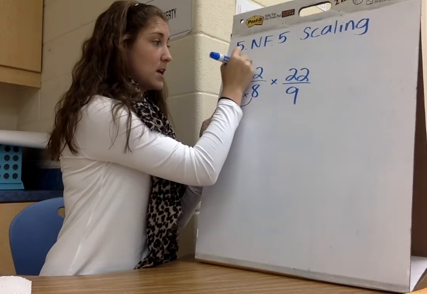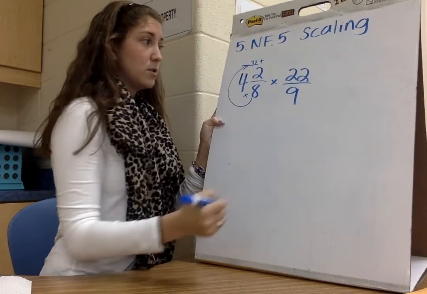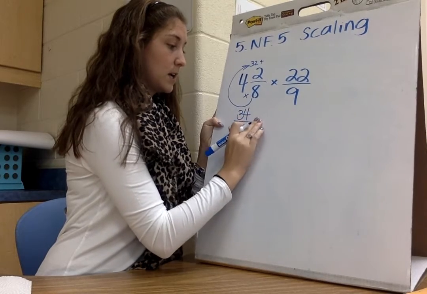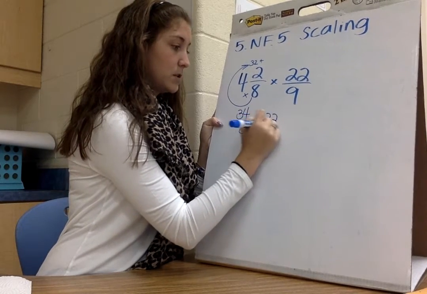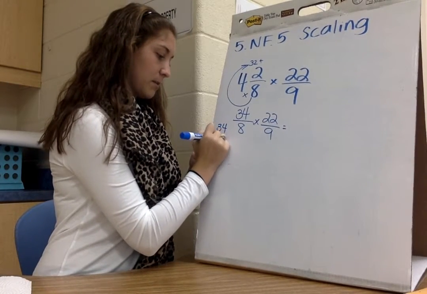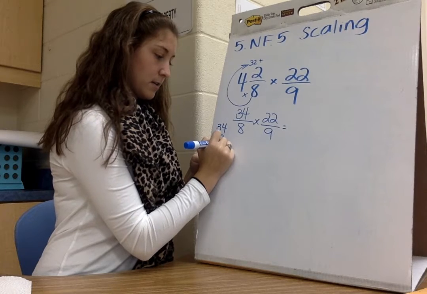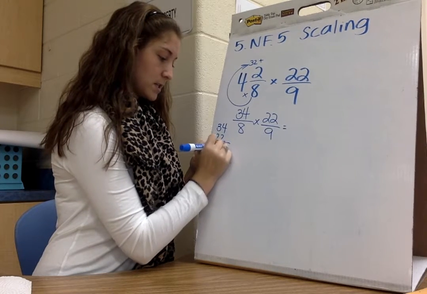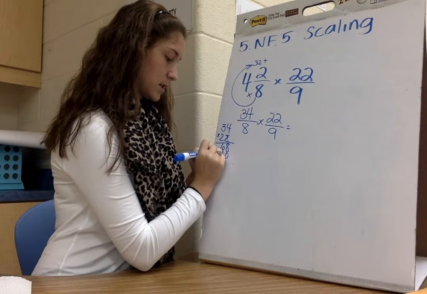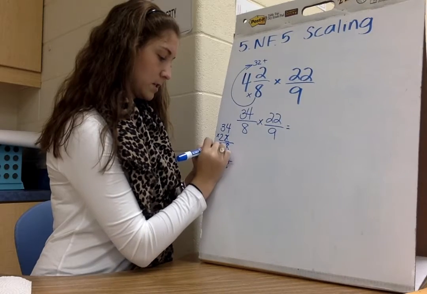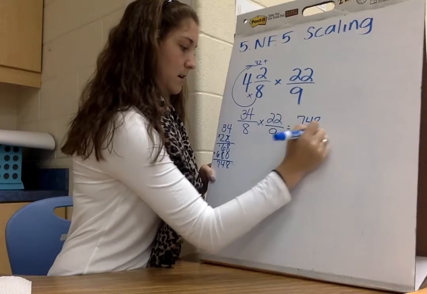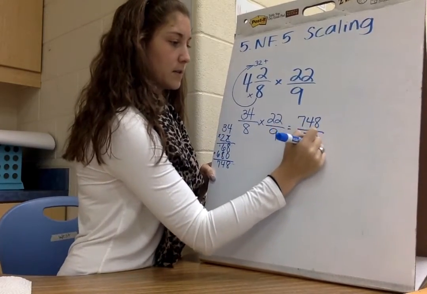So if I multiply this here, I get 32 plus 2, which is 34. So I end up having 34/8 times 22/9. Well, 34 times 22, I'm going to have to work that out over here on the side. 4 times 2 is 8, 2 times 3 is 6, 0, 2 times 4 is 8, 3 times 2 is 6, plus 8, 14, carry your 1, 748, and then 8 times 9 I know is 72.